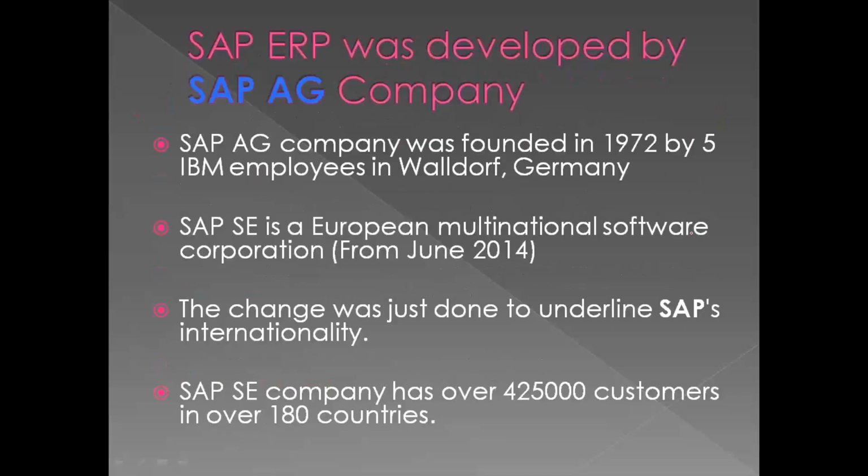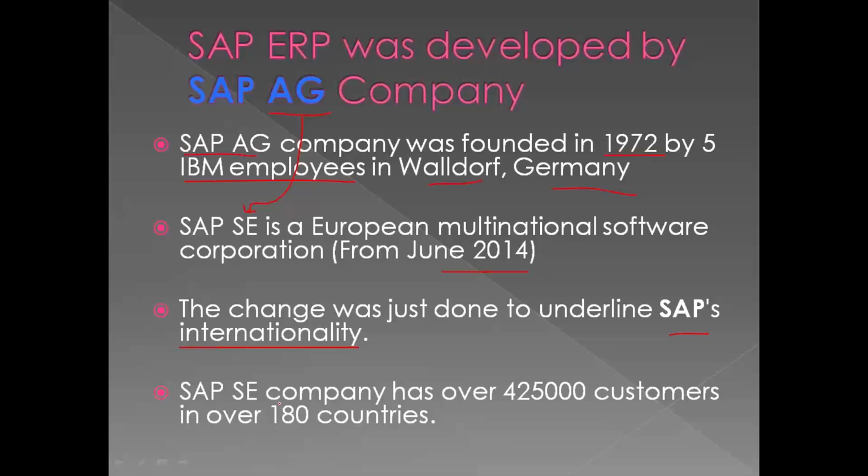Right? Now, who developed SAP? See, SAP AG company has developed it. The company was established in 1972 by 5 ex-IBM employees. They resigned from IBM and founded SAP AG in Walldorf, Germany. It is a German based company. And SAP SE, a European multinational software corporation. So they have changed the name from AG to SE, just to underline the internationality of the SAP company.